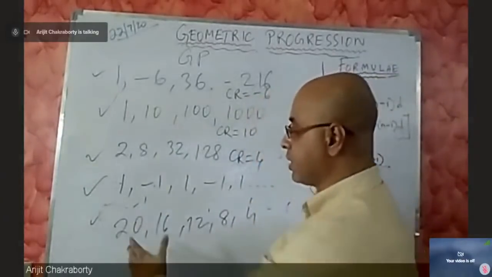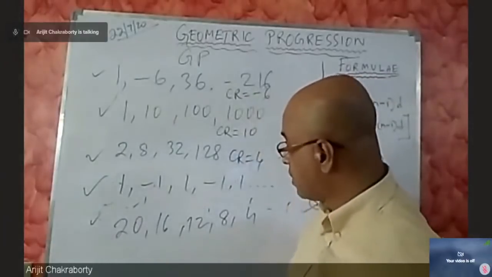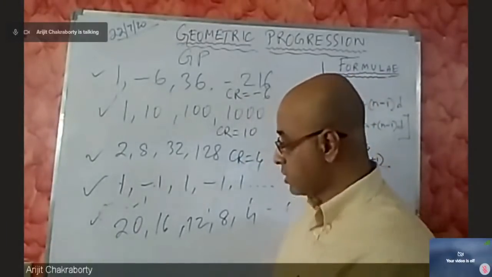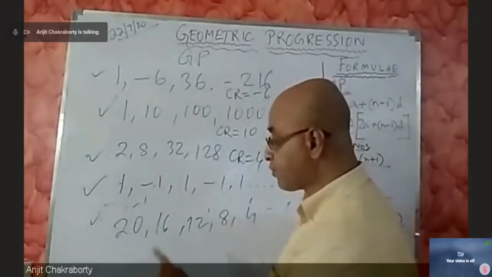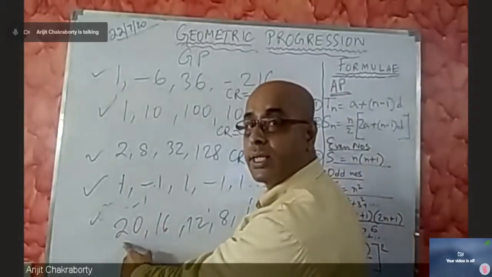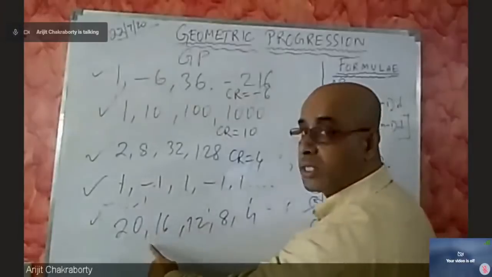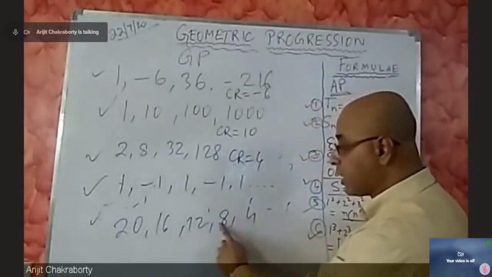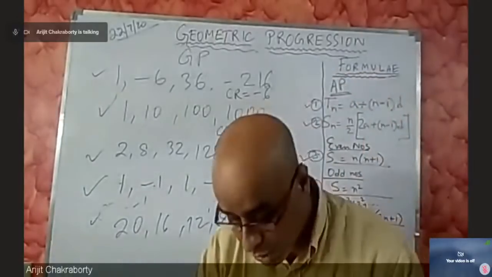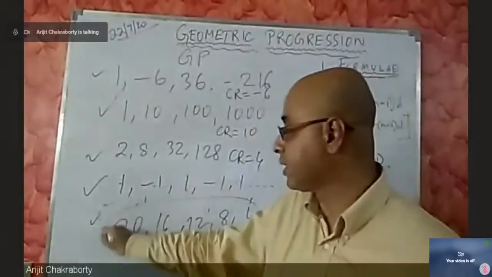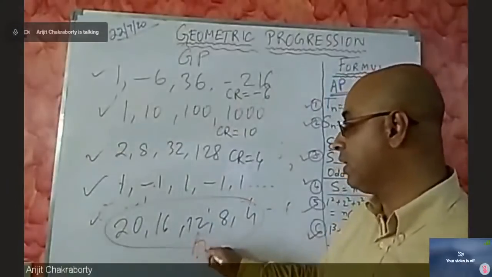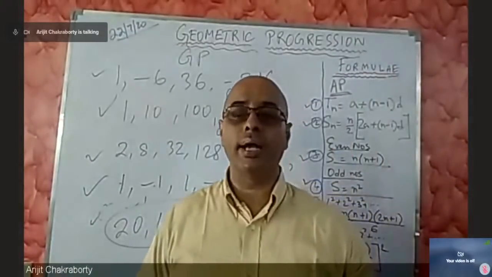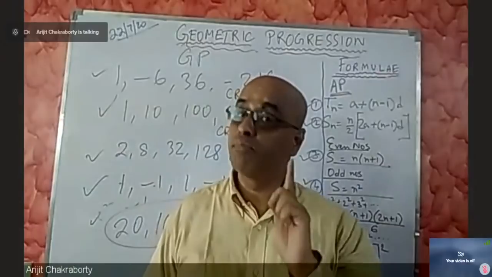So therefore, you can see here we have something called common difference. Not common ratio, but common difference, because 16 minus 20 is minus 4. 12 minus 16 is minus 4. 8 minus 12 is minus 4. 4 minus 8 is minus 4. So this particular, the last one which I have taken, this is nothing but an AP, an arithmetic progression, and the common difference is minus 4.